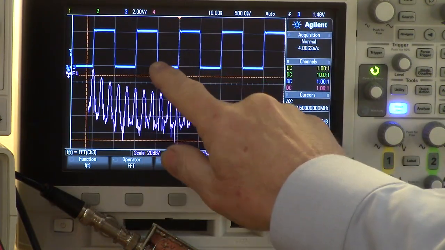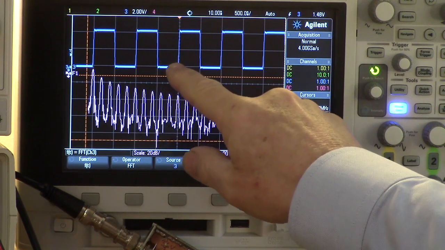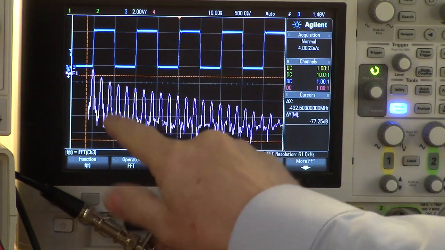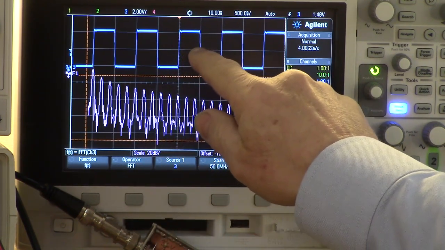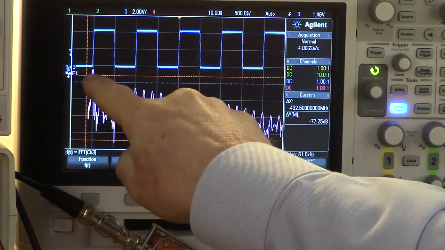So this top waveform is that 1 megahertz square wave we looked at earlier. And in this case, this is the slow one. The transition time is 20 nanoseconds. On the bottom display, we're looking at the Fourier transform of this 1 megahertz square wave. And sure enough, the biggest peak right here is just what you'd expect it to be.